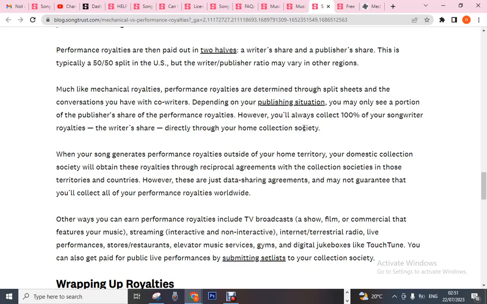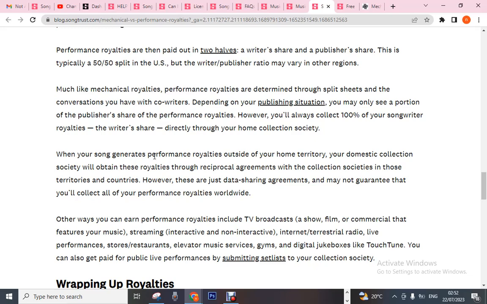So unless you are also registered with Songtrust, okay, so there's also where your home society is helping, though Songtrust partners with them and collects it for you, so that they handle that for you.